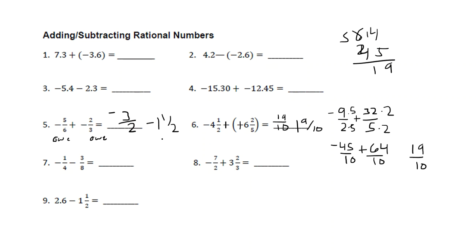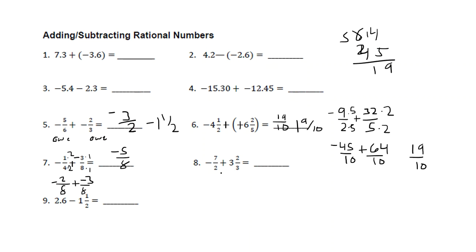Okay, number 7. Again, we have a subtraction problem, so we're going to keep, change, change. Common denominator in this case would be 8. To get from 4 to 8, we had to multiply by 2. If we multiply this by 2, now we have a negative 2. Plus, to get from 8 to 8, we had to multiply by 1. Negative 3 times 1 is negative 3. Once our denominator is the same, we just add the top. Negative 2 plus negative 3 is negative 5/8.